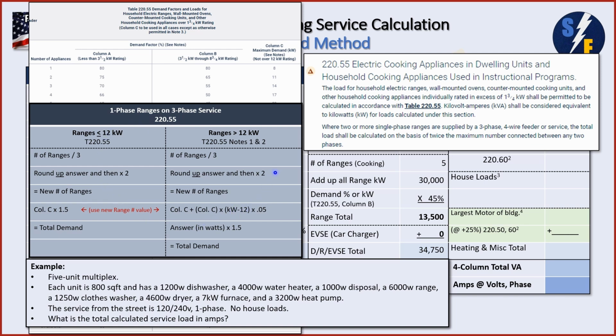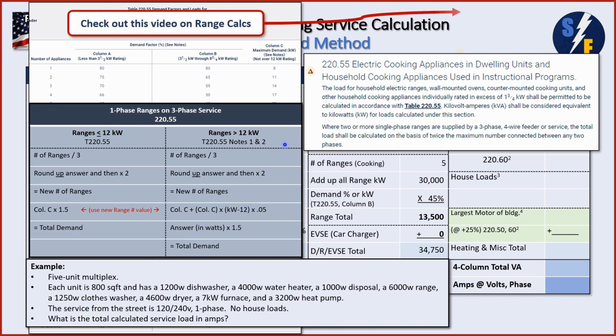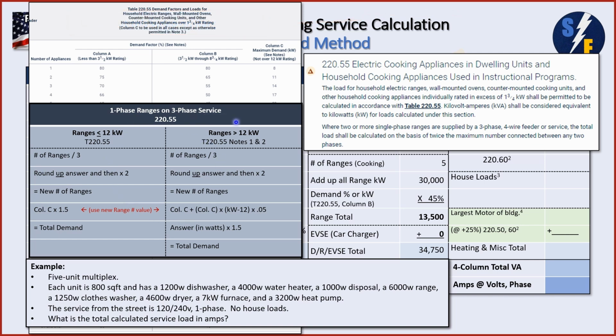You're going to want to go to my range calculation video to get all the details on single-phase ranges on a 3-phase service, and also on learning all the notes to the table and how every which way the table can and will be used is in that video. Like I said, this is a simplified 3-phase calculation. There are actually a number more options than this available. Okay, so that does the total for the range.